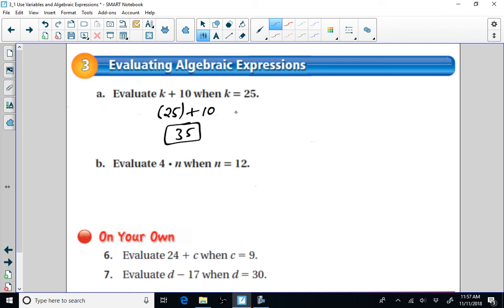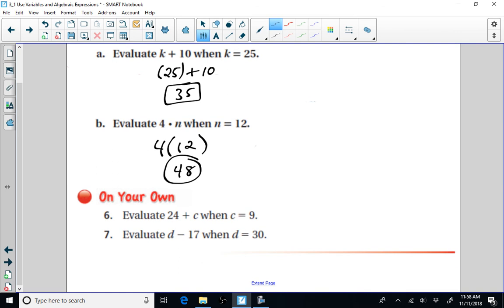In our next example, the expression reads 4 times the number n. But we want to replace n with 12. So we want to evaluate this expression. 4n, where n is equal to 12. So this becomes 4 times 12. When I replace the variable, I use parentheses. There's multiplication. 4 times 12. That's going to be 48.